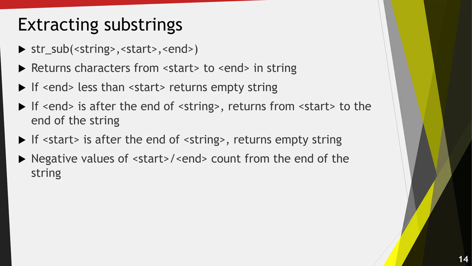Sometimes you may only want part of a string. The string sub function allows you to extract substrings from an existing string. It takes 3 arguments: the string that you'd like to process, the starting character, and the ending character. String sub will then return characters numbered start to end from that string. If you specify an end that is before start, R is going to return the empty string, so double quotes, not an NA. If end is after the end of the string, it's just going to return from start to the end of the string.